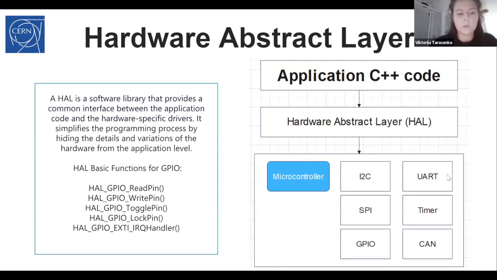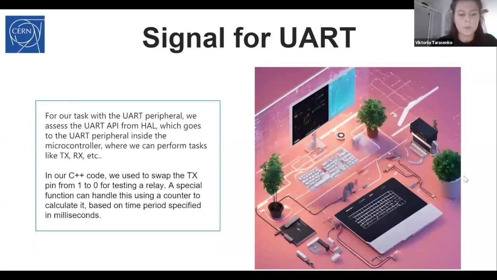HAL basic functions for GPIO are read pin, write pin, toggle pin, lock pin, and IRQ handler. And for our tasks with the UART peripherals, we access the UART API from HAL, which goes to the UART peripheral inside the microcontroller, where we can perform tasks like TX, RX, and others. In our C++ code, we used it to swap the TX pin from 1 to 0.